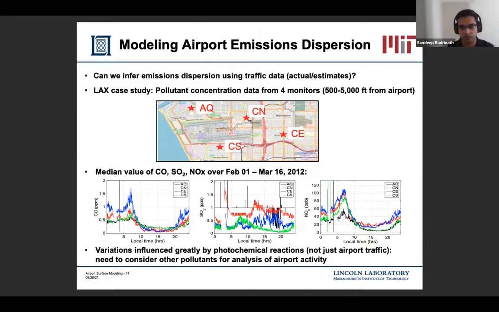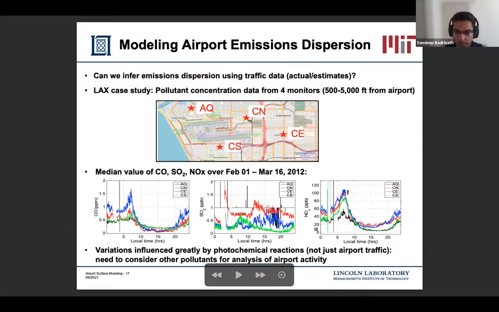That is, we have data for SO2, NOx, CO, CO2, PM2.5, and ultrafine particles recorded for each minute at each of these 4 locations. Just to illustrate what the concentration data looks like, I plotted some data, shown here. The plots here show the median value of CO, SO2, and NOx over a 1.5 month period.